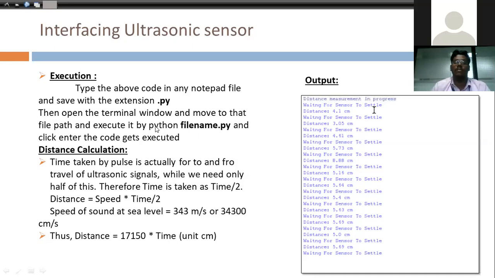Then open the Windows terminal, traverse to the file path and execute python or python3 space file name .py and click enter. Your code will be executed. The output will be like the right-hand side. So you saw the output. This is how the output shows.